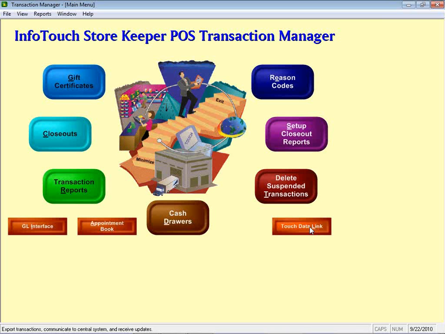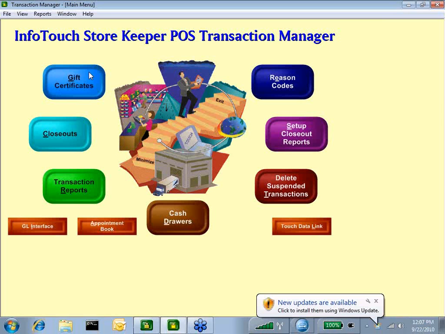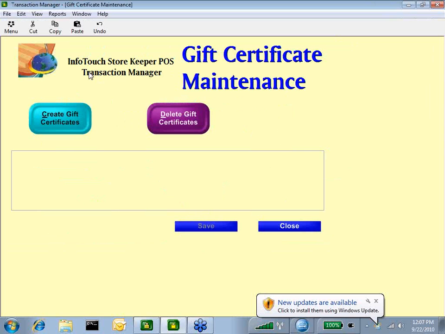So those are our options. Everything else you see here is standard. So let's get started and see what we have here. And I'm going to start off with gift certificates. And what you're going to see here is actually something none of you have seen before, because we're about to come out with a new release and we've made some modifications to the gift certificate function. So you're going to get a bit of a preview of that right now.